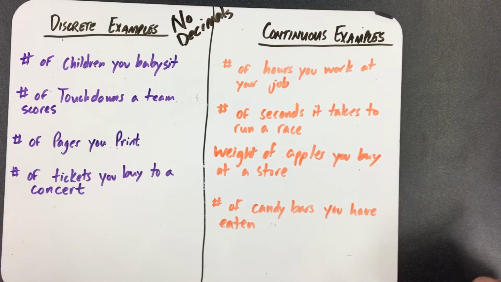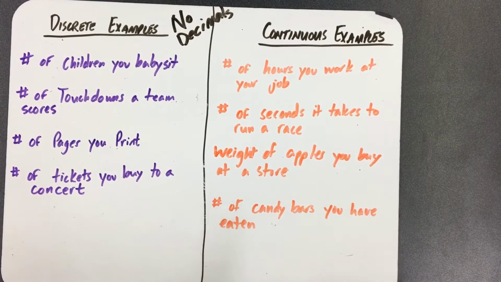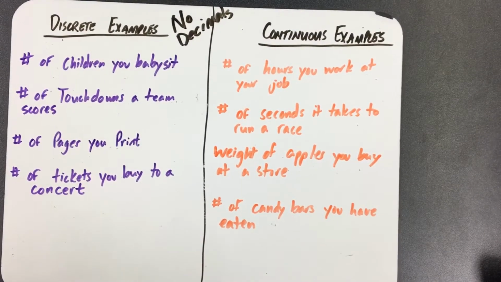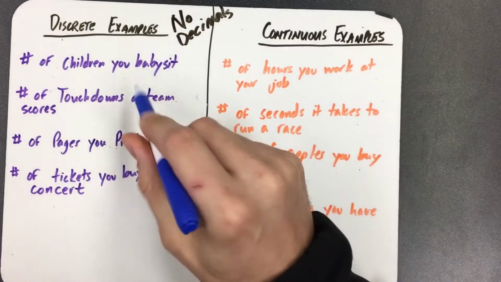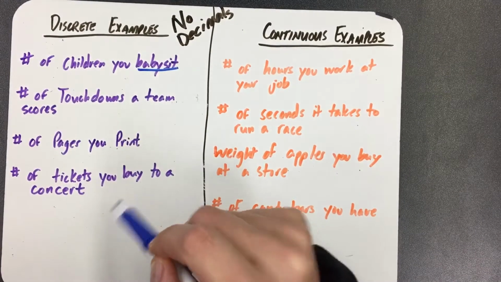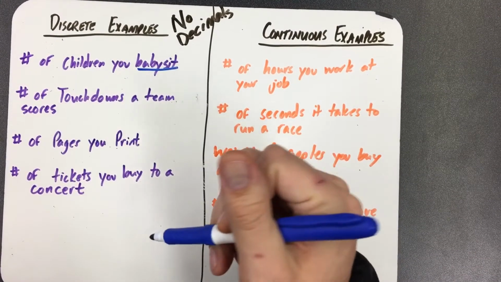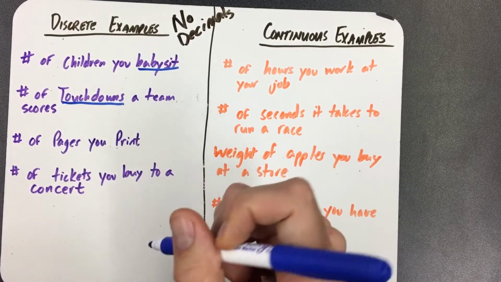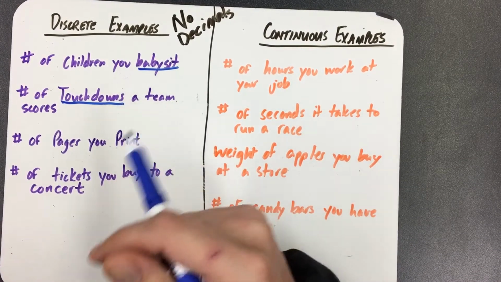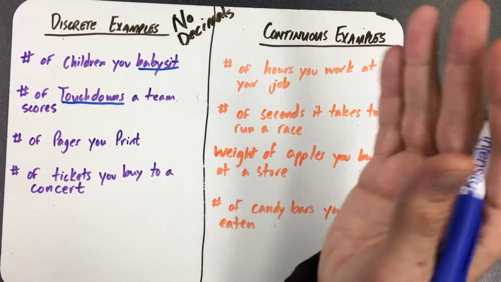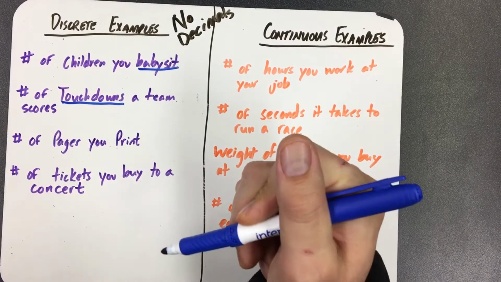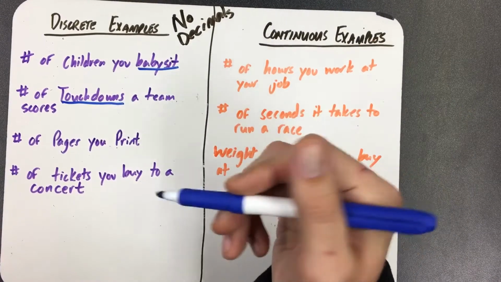The number of children you babysit with how much money you make, right? So maybe you're a babysitter, you're going to do a comparison, how many kids I babysit and how much money I make in a certain night or evening or weekend. I cannot babysit half of a child or a third of a child or an eighth of a child, right? Impossible. The number of touchdowns a certain football team scores, right? Maybe we keep track of how many touchdowns they score with how many points they earned. You cannot score half of a touchdown, a third of a touchdown, 0.47 of a touchdown. Not going to work, right?